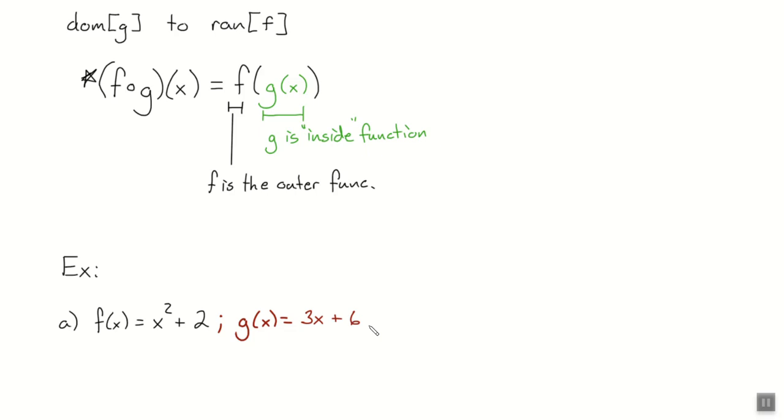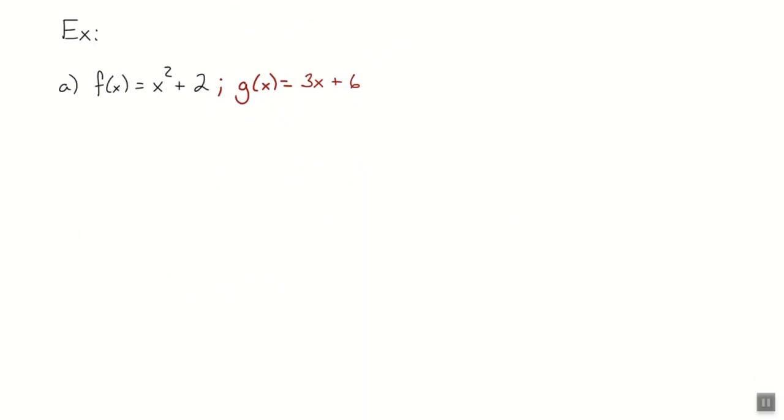Okay, notice I have used black and red. This is weird because normally examples are just A and B and C, but we're just going to use f and g. Okay, here's what I want us to do. First thing, I want us to find f composed with g of x.